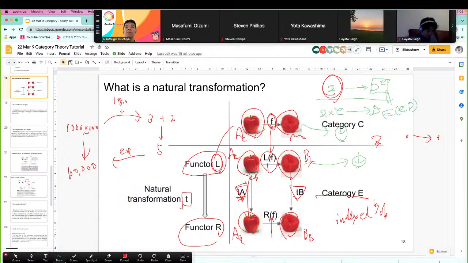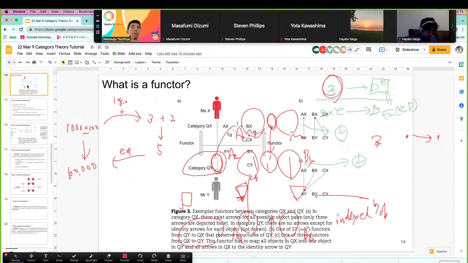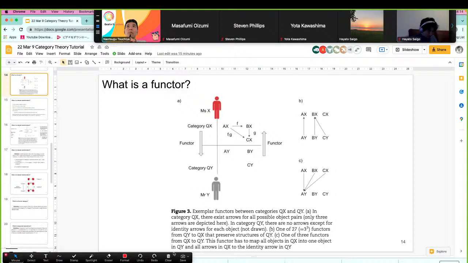Okay, so just to clarify, because I think I might understand, but if you go to slide 14, is this a case of what's illustrated in C, where not all the things in one category are being mapped to or something? No, it's not that case actually.